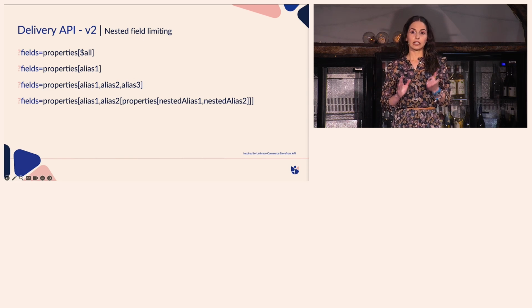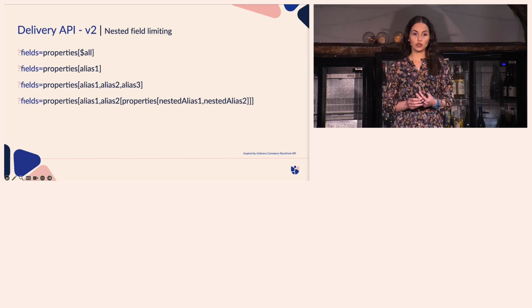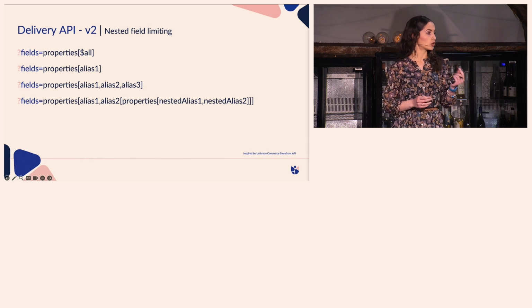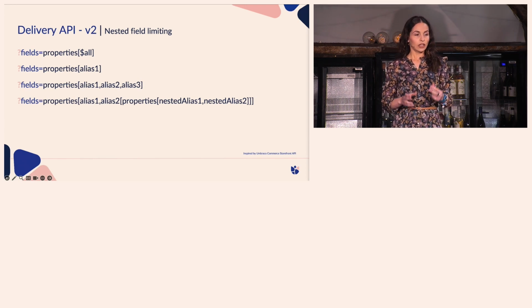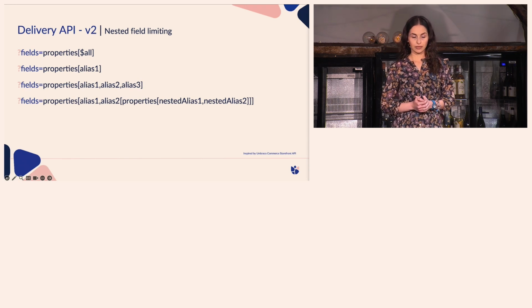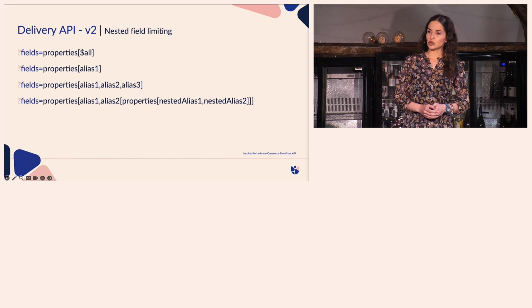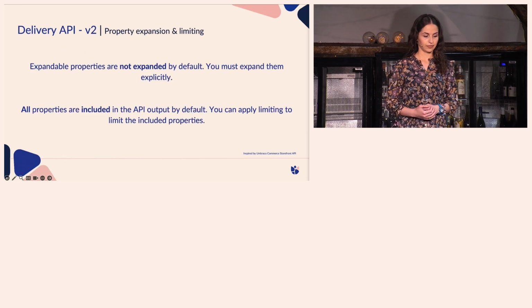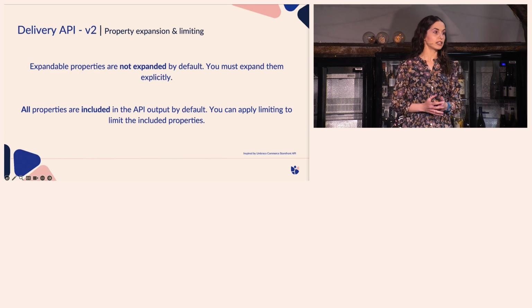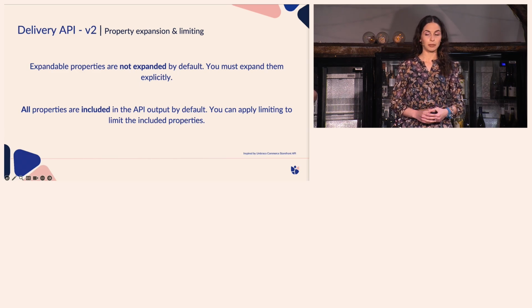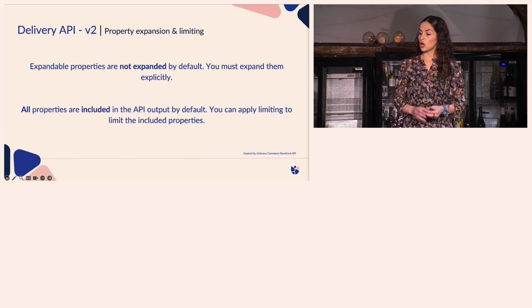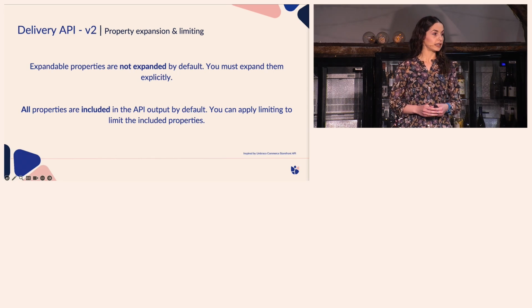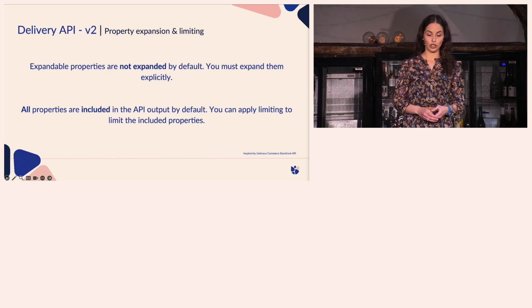The fields parameter allows us to specify just the properties we want to return in the API output, and this becomes particularly useful when querying multiple items. Syntax-wise, it looks just like property expansion. So the two main things to remember here are the following. Expandable properties are not expanded by default. You must expand them explicitly. And the other one, all properties are included in the API output by default. But you can apply limiting to tailor the output to specific use cases.